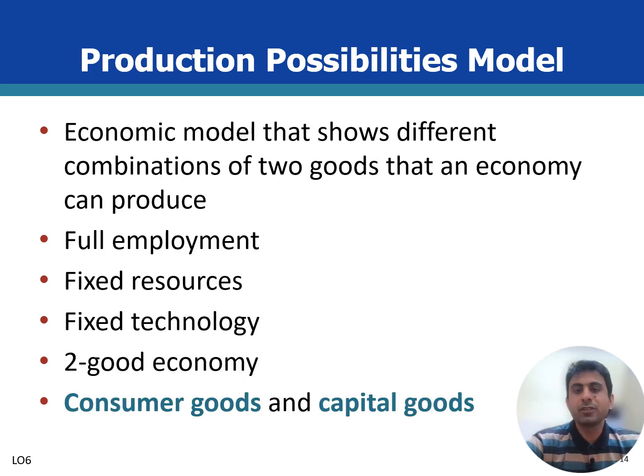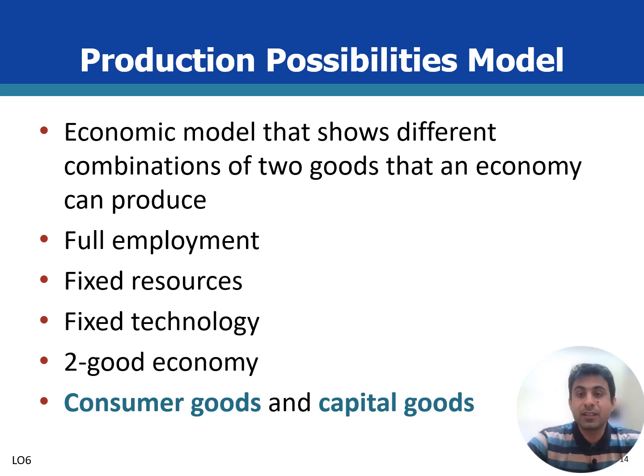The production possibility model. The production possibility frontier, normally called PPF, illustrates the different combinations of two goods that an economy can produce under specific conditions. So the production possibility frontier is a graphical representation that shows the maximum output combination of two goods an economy can produce given its resources and technology.